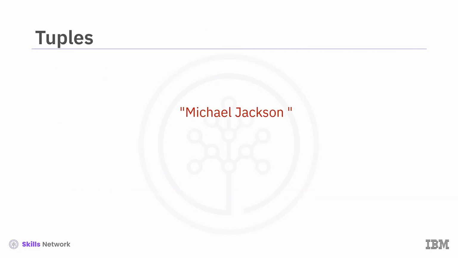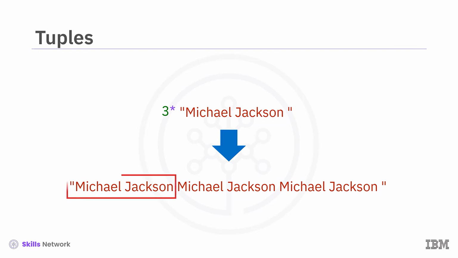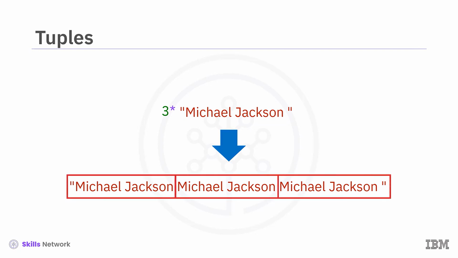We can replicate values of a string. We simply multiply the string by the number of times we would like to replicate it, in this case 3. The result is a new string. The new string consists of 3 copies of the original string.